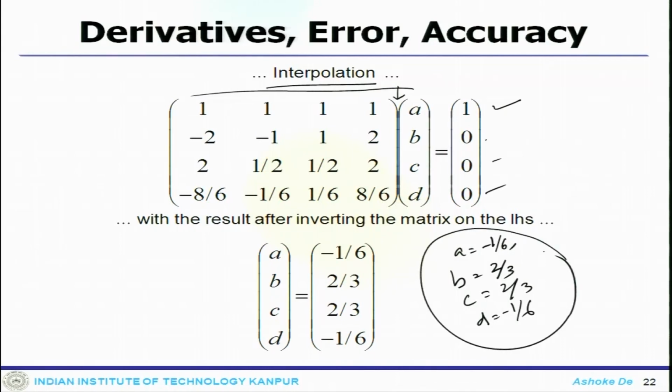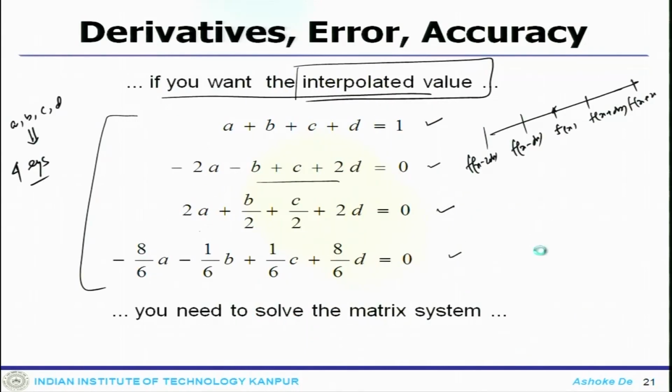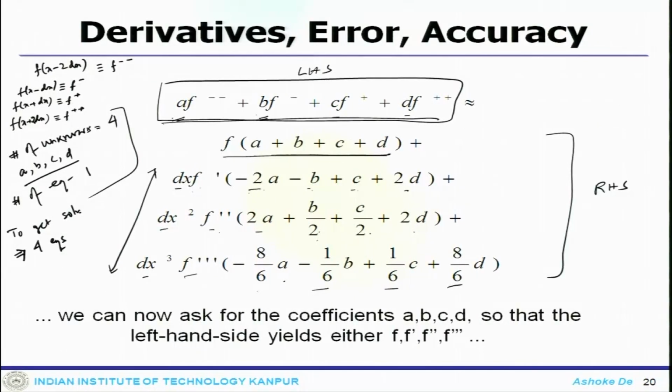So all these weights, A, B, C, D that you have got, if you use them here, all these derivative terms will vanish, they will disappear, and the only thing you get is the interpolated value.